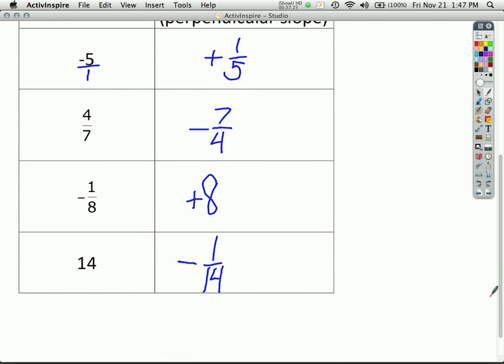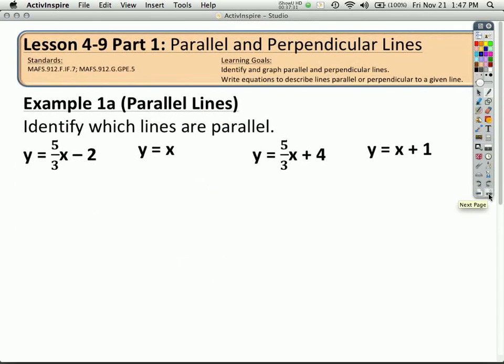Okay, well, I'm turning the page in 5 seconds. 5, 4, 3, 2, I lied. Okay, so example 1, part A, we're going to start with parallel lines, then we're going to throw in some geometry, then we're going to go to perpendicular lines. We've got a lot going on.